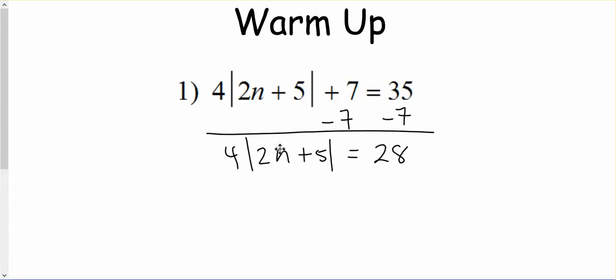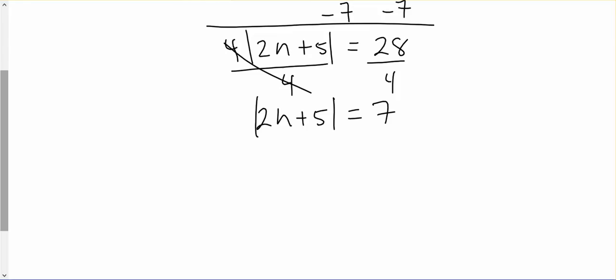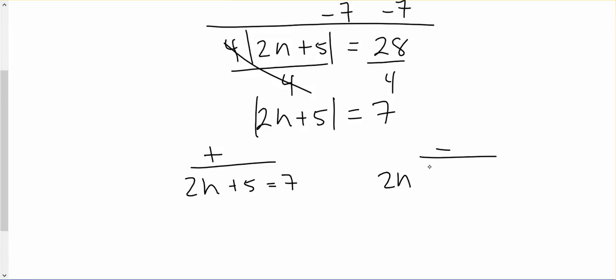And now what undoes multiplying by 4? Dividing by 4. So now we've got 2n plus 5, the absolute value, equals 7. 28 divided by 4. Now that I've got my one side where it just has my absolute value, now we can make our positive and our negative sides. So our positive side, 2n plus 5 equals 7. And our negative side, 2n plus 5 equals negative 7. And we'll evaluate both of those from here.